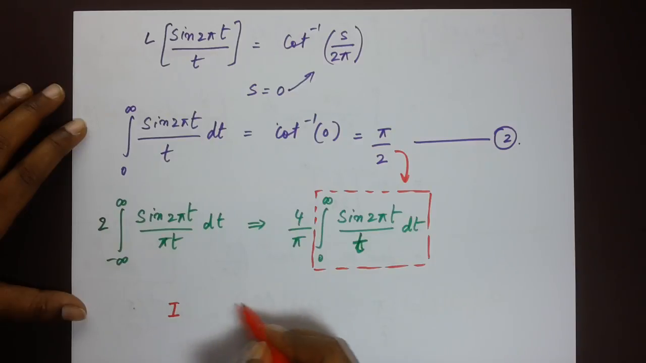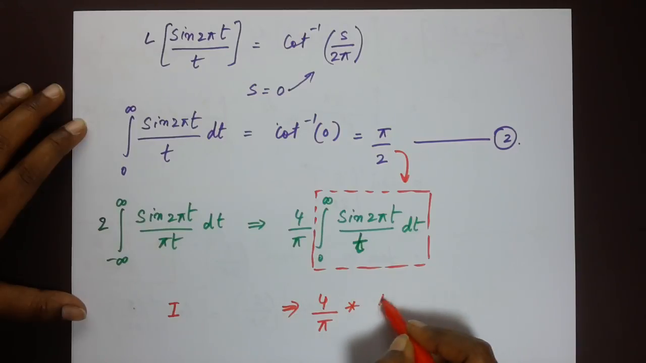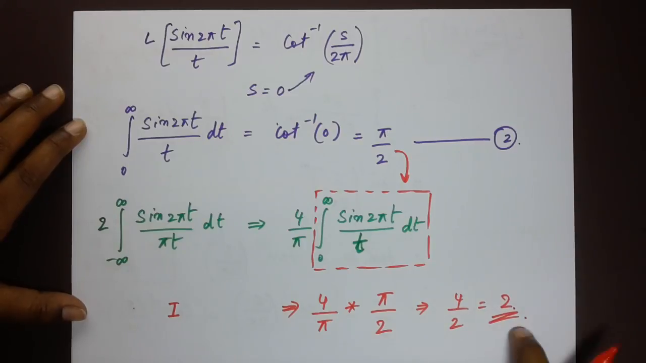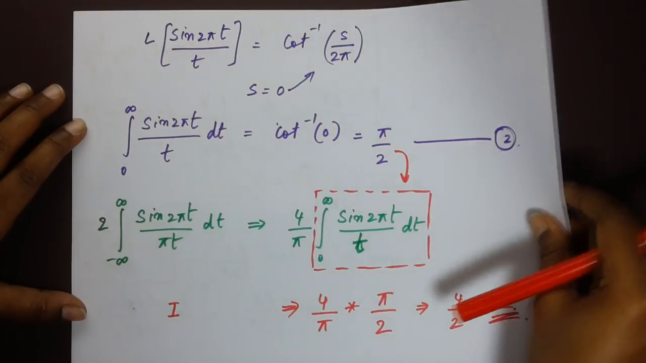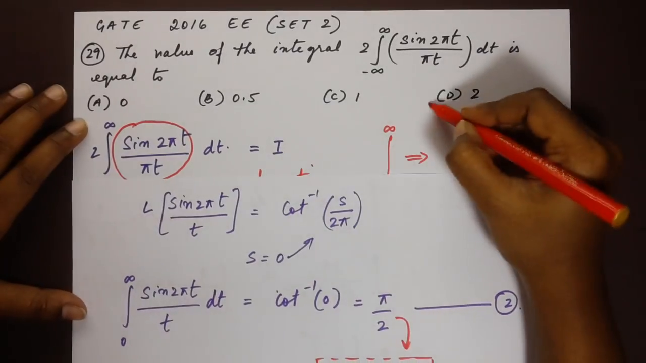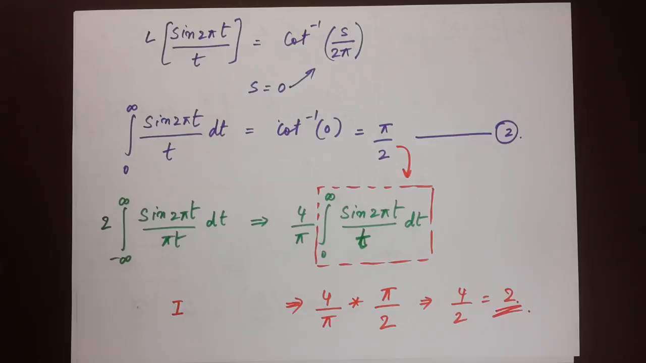Here we have now 4 by pi into pi by 2. 4 by pi into pi by 2, that comes to 4 by 2, which is 2. Well, here is the final answer. The final answer is 2. I'll just note that down here. That's option number D. Well, I hope this has helped.